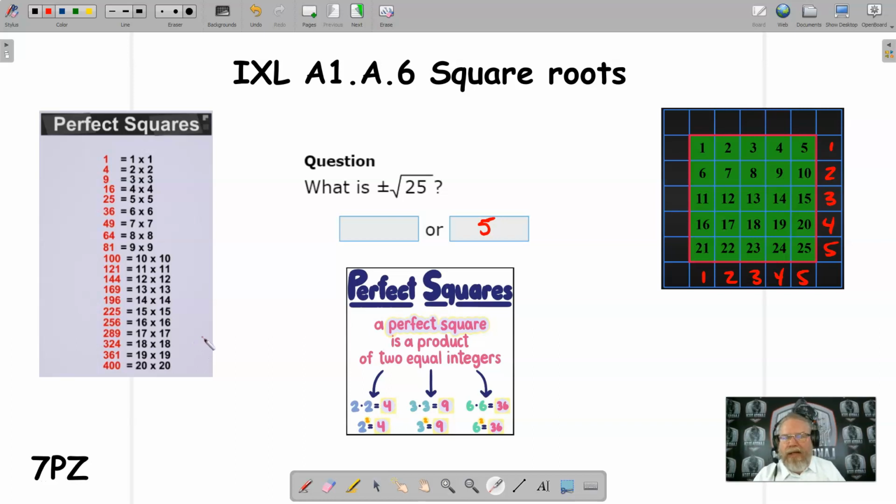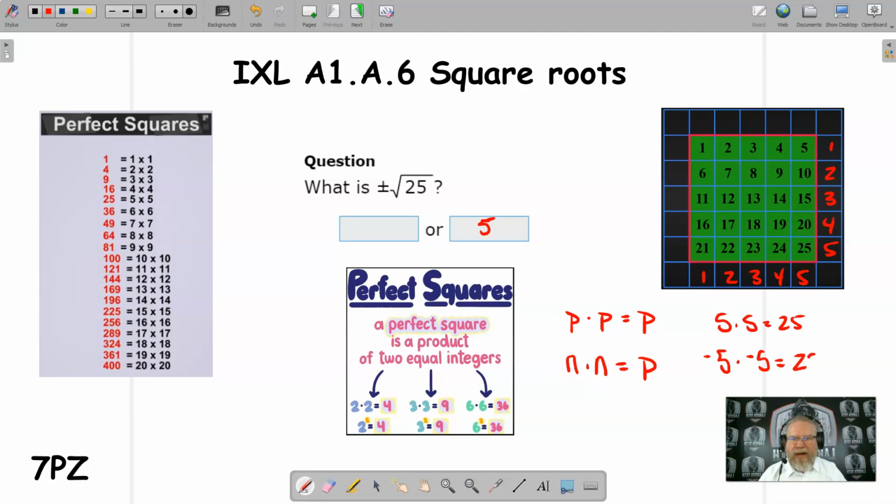Now the next question you might be asking is, well, if the square root's 5, why is there a block for 2 different answers? Well, that's where the plus minus comes in. Because remember that in math a positive times a positive equals a positive, right? But also a negative times a negative equals a positive. So this means that not only could we do 5 times 5 to get 25, but negative 5 times negative 5 would also equal 25.